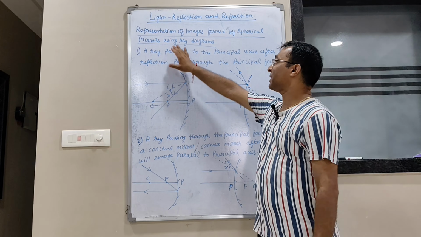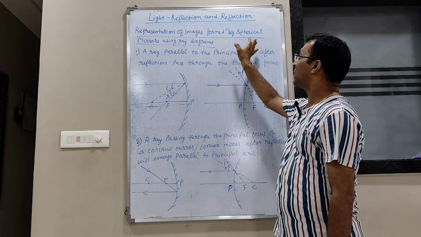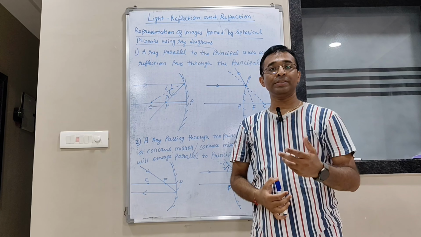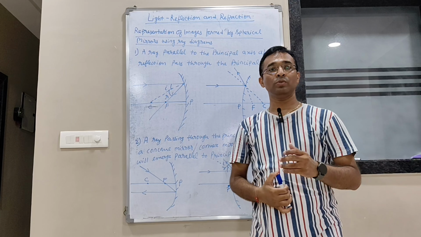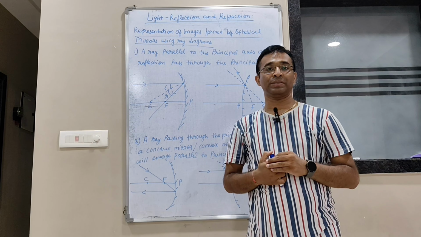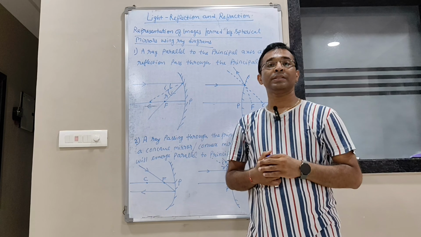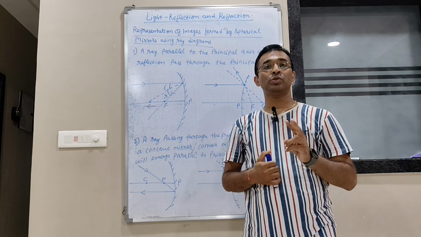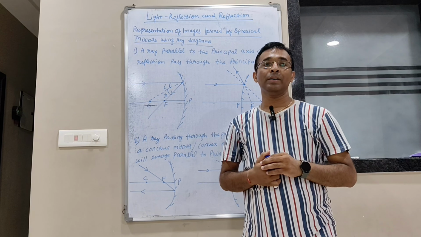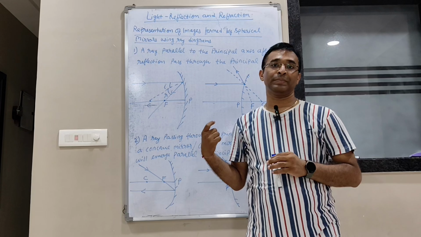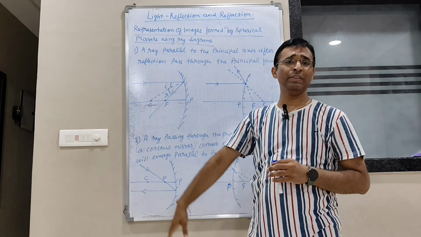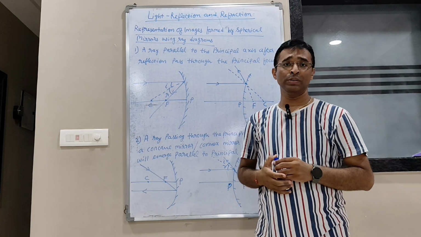Moving towards the next topic, representation of the images formed by spherical mirrors using ray diagrams. In this topic we are going to discuss some rules on the basis of which image formation takes place. Remember students, at least two rays are required in order to form the image of an object. So we will go through the rules one by one.